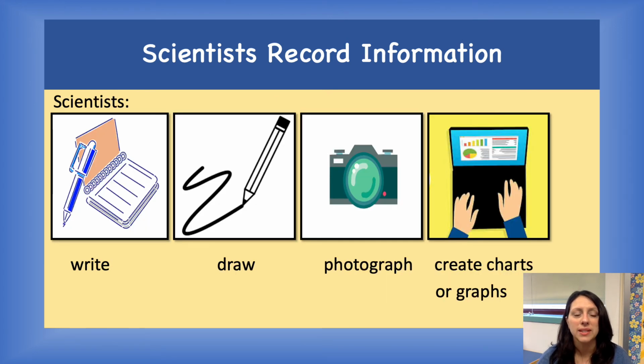Here are different ways that scientists record. They can write down the information, they can draw a picture, they can take a photograph, or they can create charts or graphs. These are all ways scientists record information so that they can go back to it and talk about it.